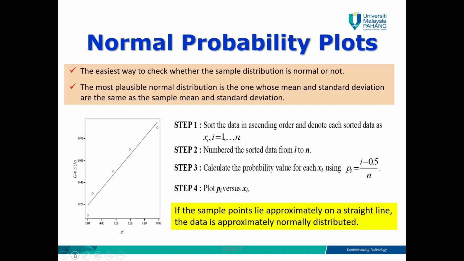Some of the statistical tests for testing normality are the Kolmogorov-Smirnov test, Anderson-Darling test, then Shapiro-Wilk test. However, the easiest way is by using a normal probability plot. So these are the steps to plot a normal probability plot.